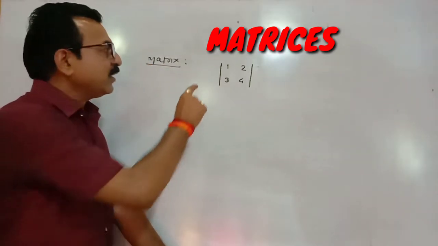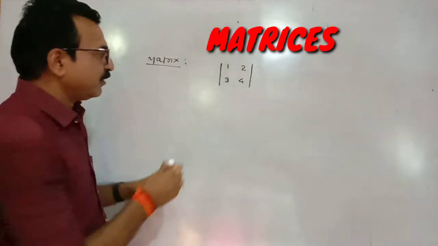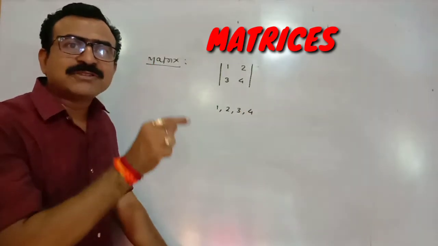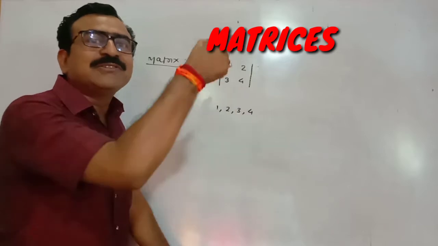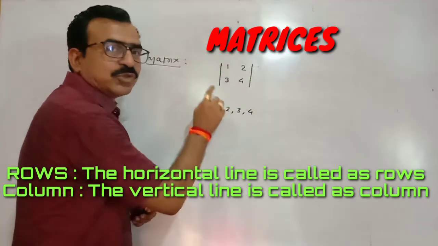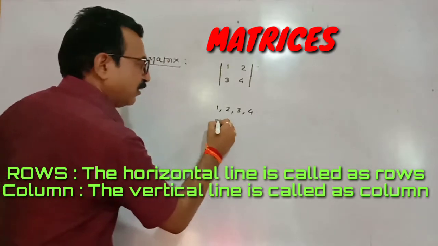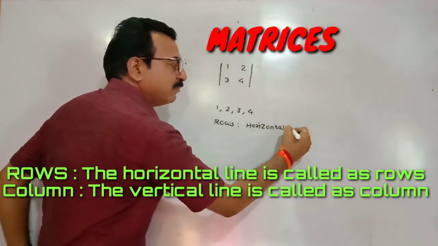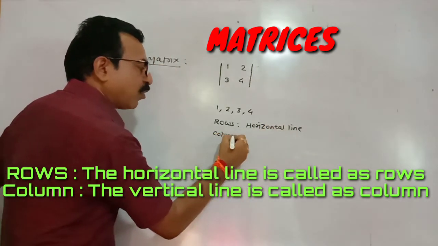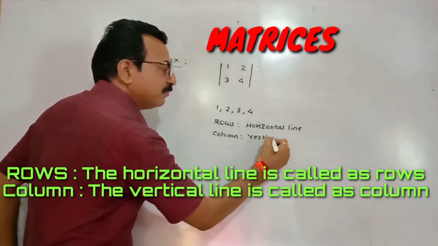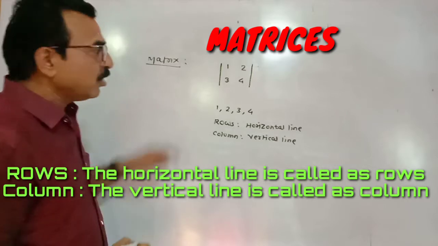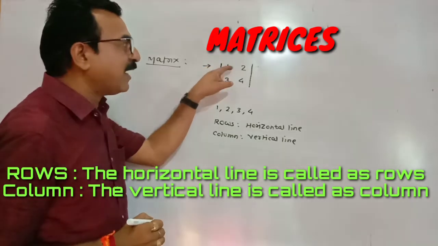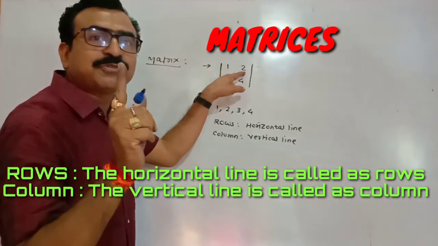You observe that in this figure some numbers are arranged. Those numbers are 1, 2, 3, 4. And these numbers are arranged in some rows and some columns. Rows means horizontal lines, and column means vertical line. In this figure, this is the first horizontal line that has 1 and 2 as elements, so it is called the first row.